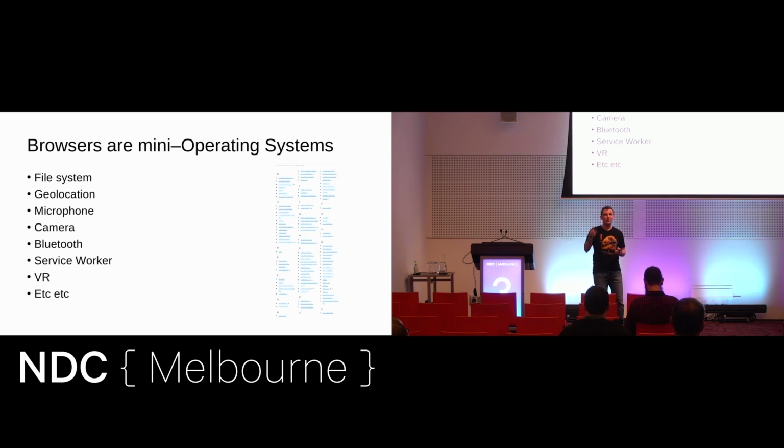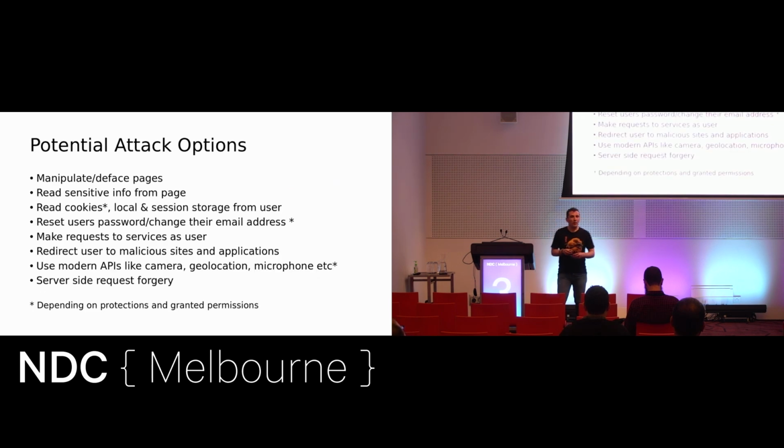It'll say, do you grant location permissions? And the user will have to grant that. But there's a lot of different options here. What can we do with some of this? Well, quite a lot. We could manipulate or deface a web page.